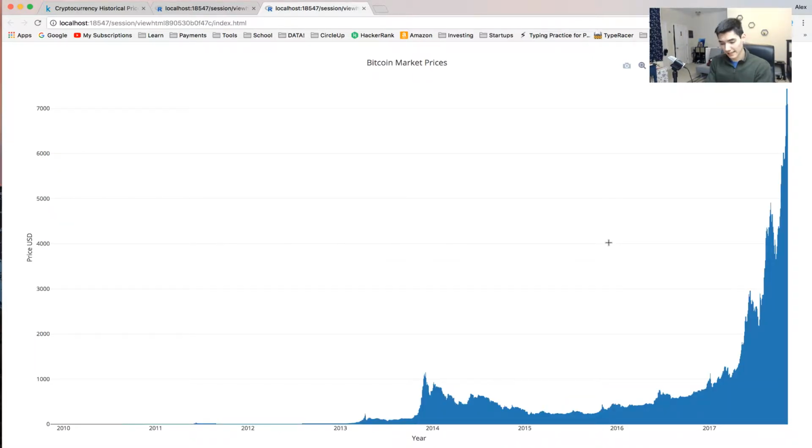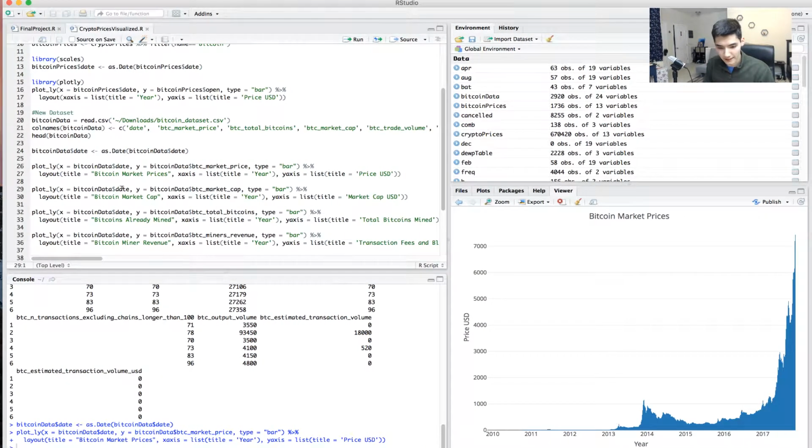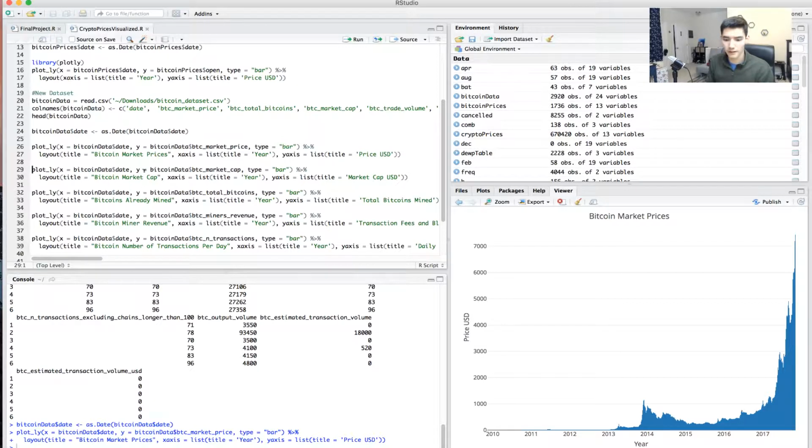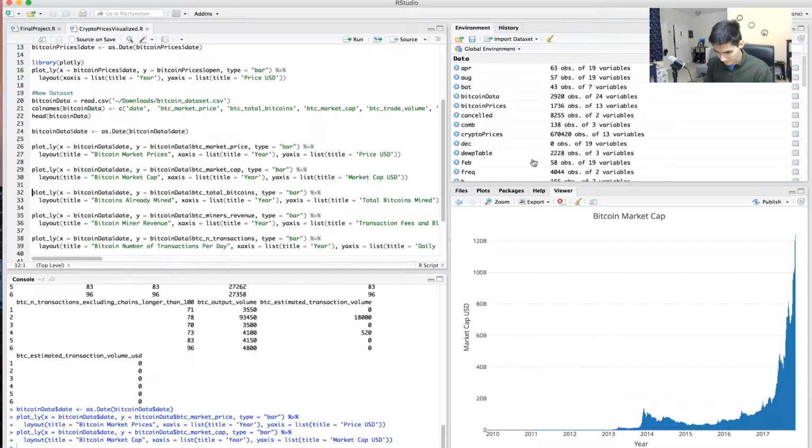And if you really want to take a step back and soak this in for yourself, please just pause the video at any one of these charts, and you can really just look at it and appreciate it. So let's go on to the next plot I've made. This one is the Bitcoin market cap throughout the years. So let's plot that. Open in a new window.